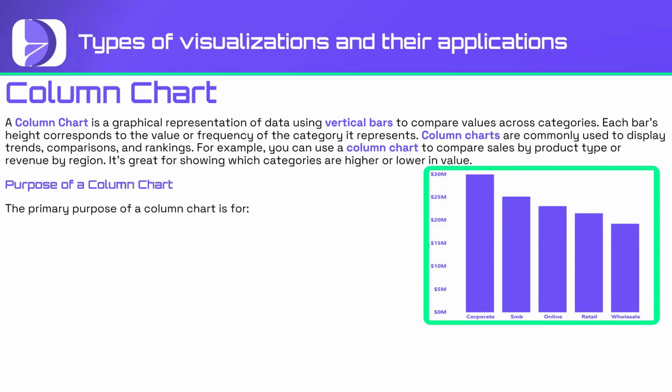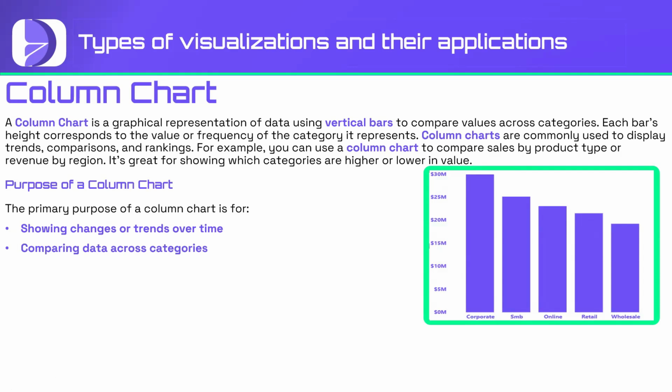Let's check the purpose of a column chart. The primary purpose of a column chart is, for one, showing changes or trends over time. Let's say we are making use of time as our discrete data on the x-axis, whereby we have time or date or month. It helps to show the trend over time. You can see when you have the highest, when you have the lowest, when you have the peak, when you have the dip. That's one of the things a column chart helps to show.